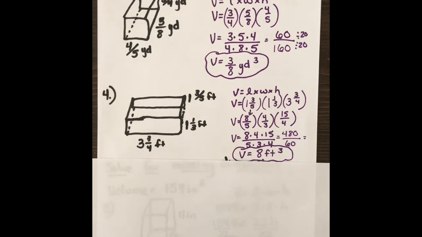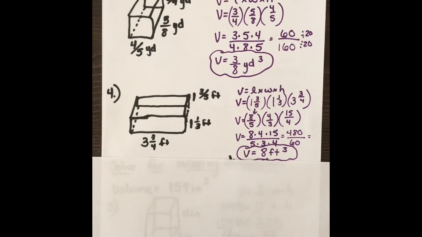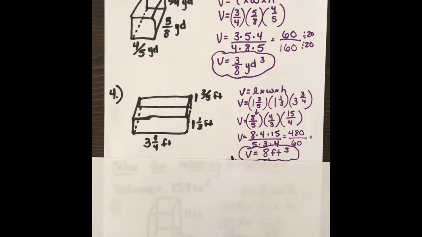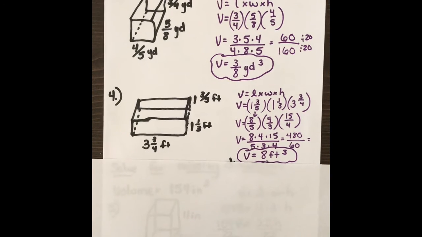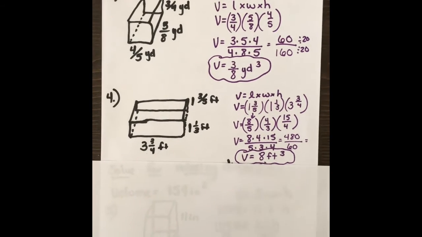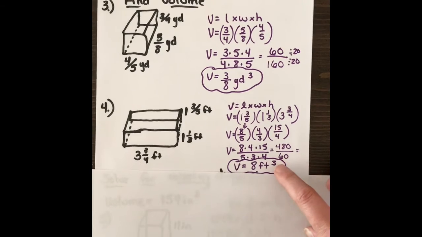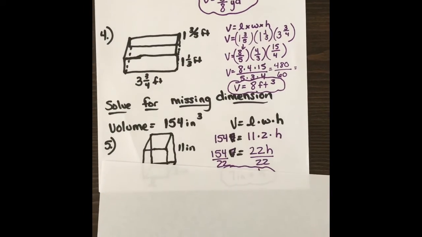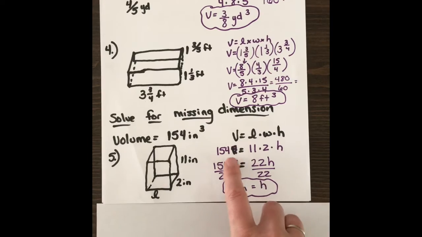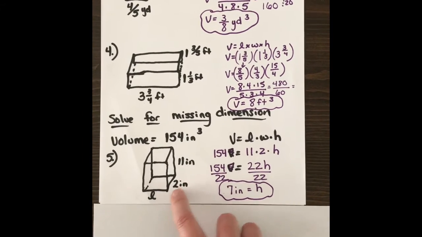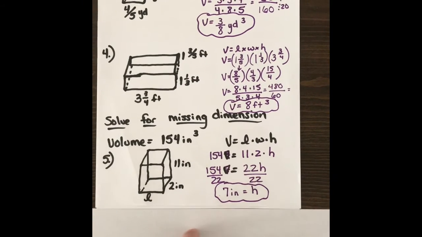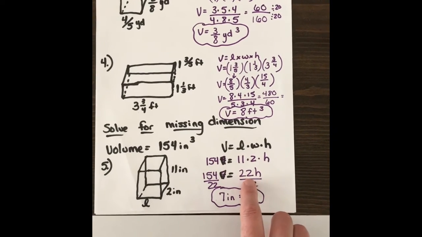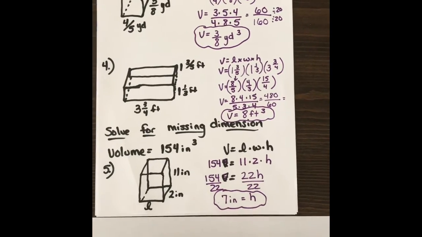Okay, so here's number 3 and 4, finding volume. So for number 3, you should have got 3/8 yards cubed. And for number 4, you should have got 8 feet cubed. And on this one, I just divided 480 divided by 60, and that's where I got the 8. And then the last one on this page, so they gave you the volume, I plugged that in. You have 11 times 2 times length, or height, whatever. I put an H there, I don't know why. Still have 154, 11 times 2 gives you the 22. You gotta divide by 22 on each side to figure out that it's 7.